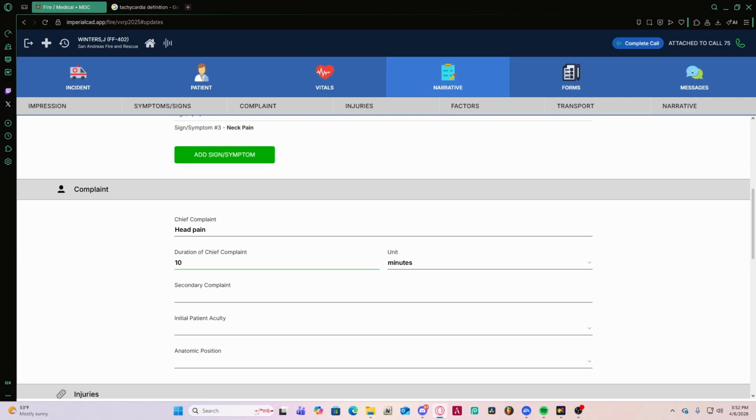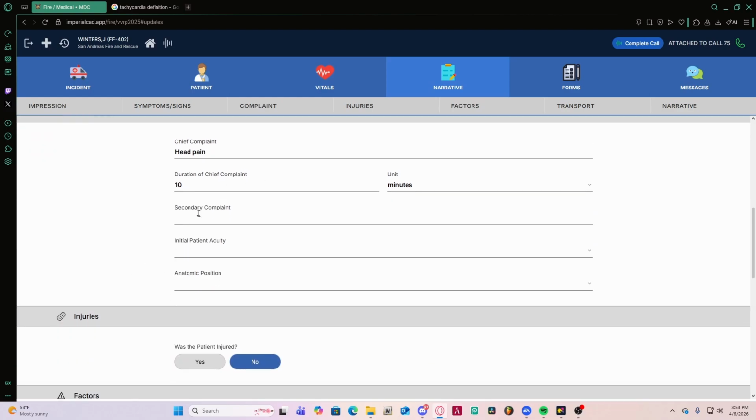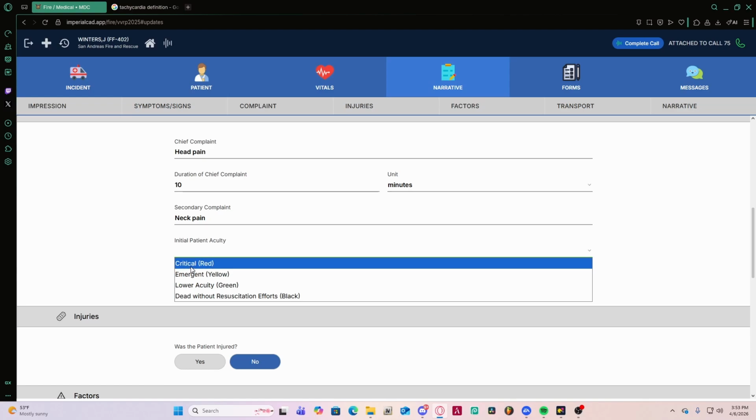So let's just say 10 minutes. Let's just say you were close by whatever station. It was at the Vinewood 24/7 and you were out of Vinewood Station. Probably wouldn't even take that by that point. Anyways, secondary complaint. Maybe that would get into that neck pain we talked about. Yep, you could do neck pain. And then initial patient acuity.